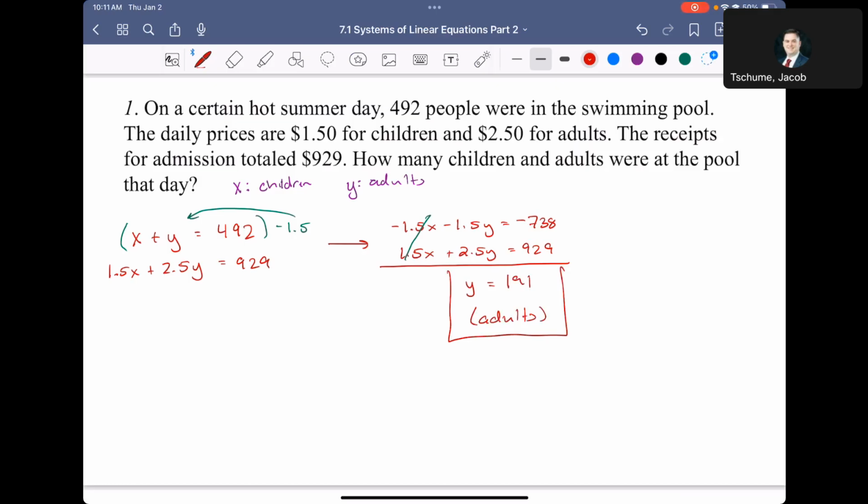So this is the number of adults that were at the swimming pool that day. And since now I know the number of adults, it should be pretty easy to find the number of children. Since there were 492 people there, and I know that 191 of them were adults, the number of children should equal the 492 total minus the 191 adults, which will give me 301 children at the swimming pool that day. And so it's very similar to what we did in the last video. The only challenge you will have here is having to take the word problem and write your own system before you begin solving.